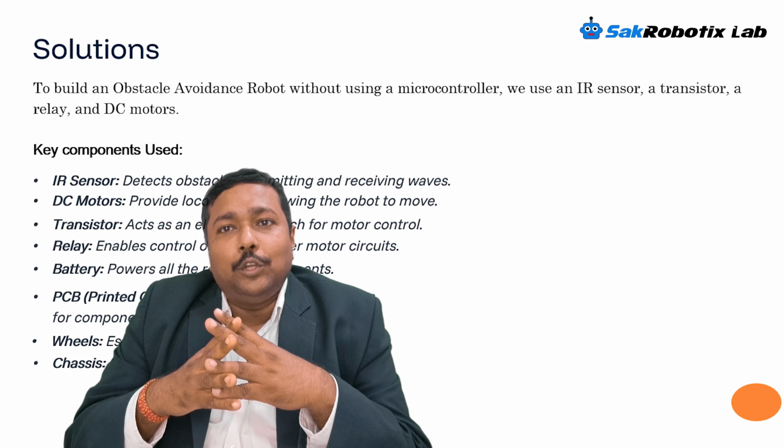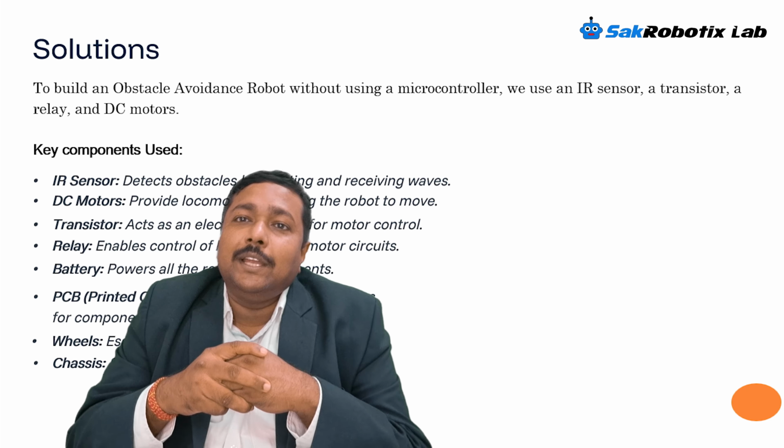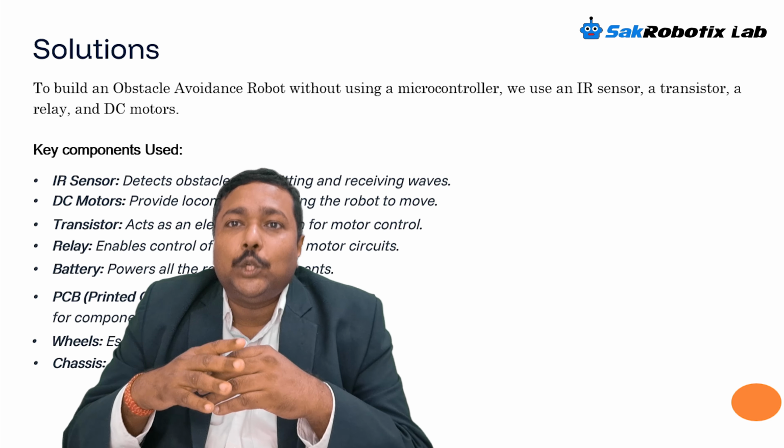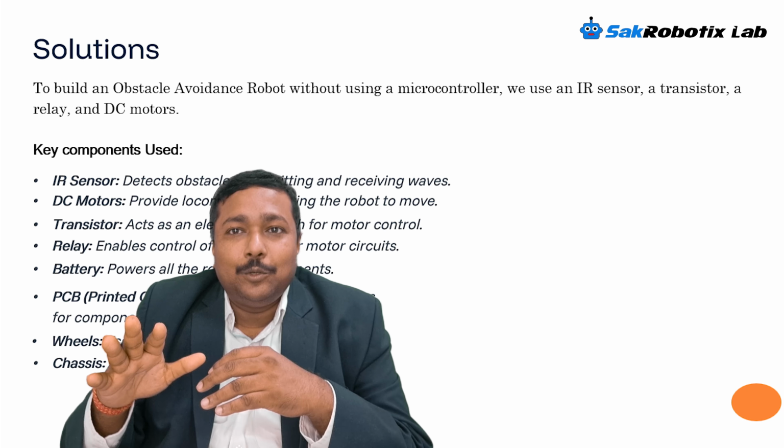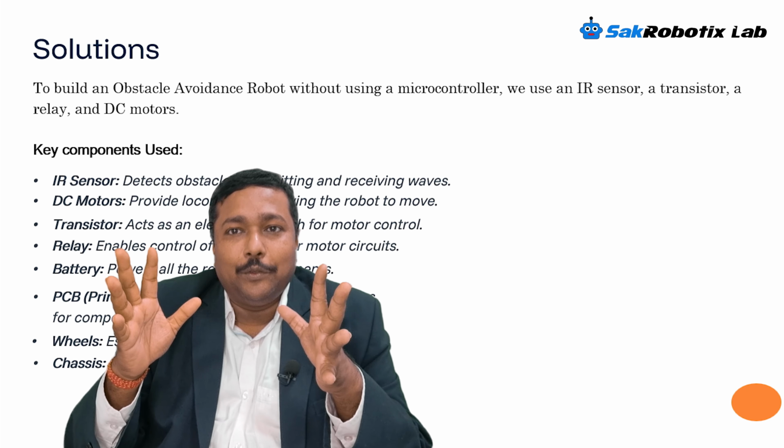So right now we are going to develop an obstacle avoidance robot. Here our robot will have the capability to avoid an obstacle and move in a different path to the destination. Is that clear to all of you?